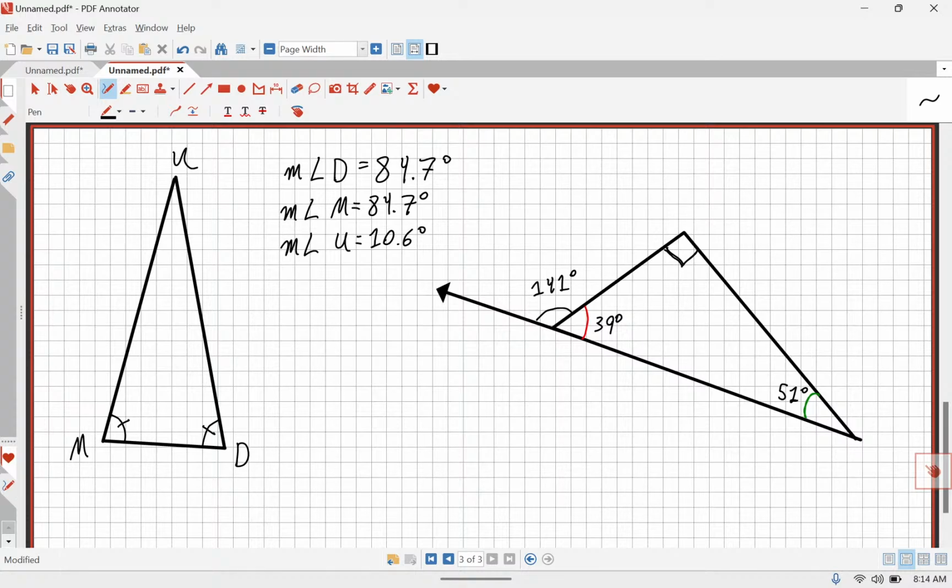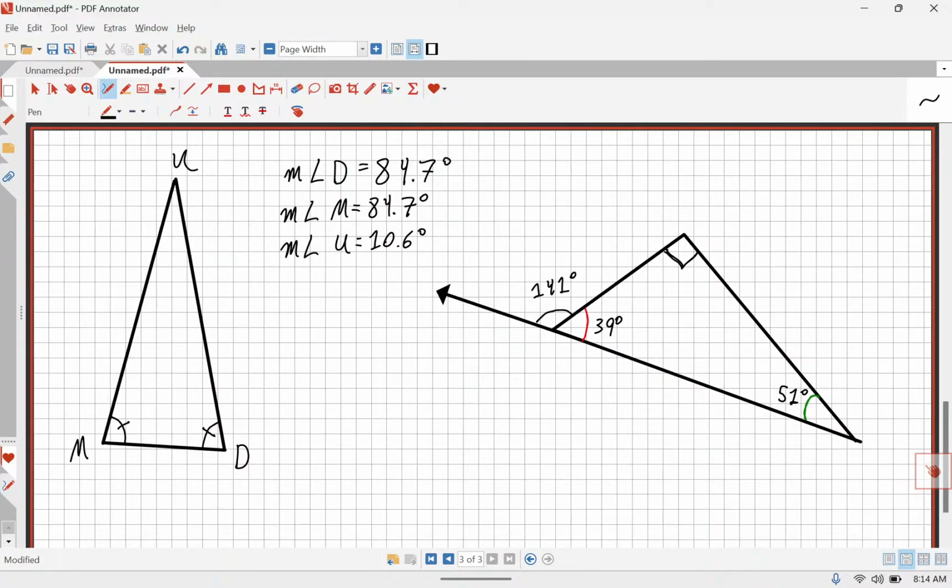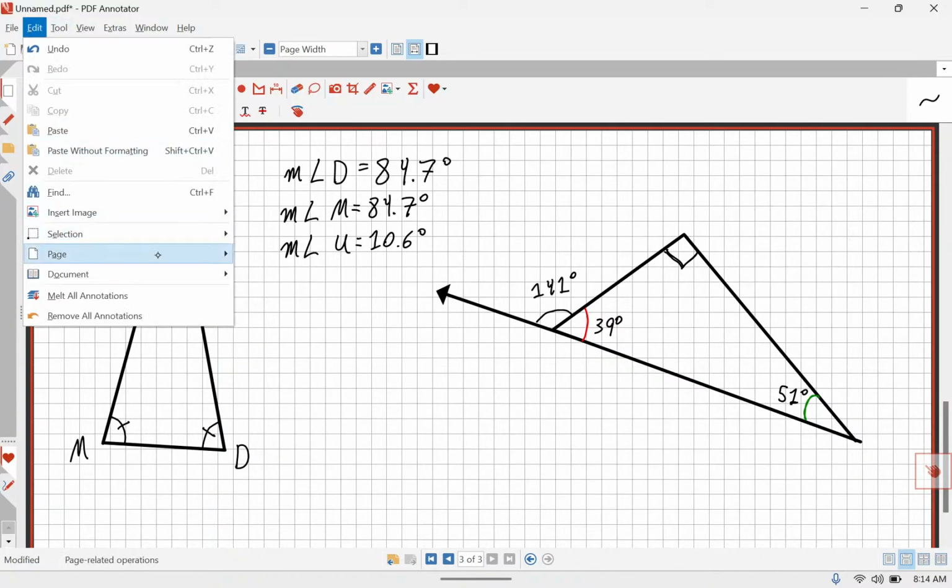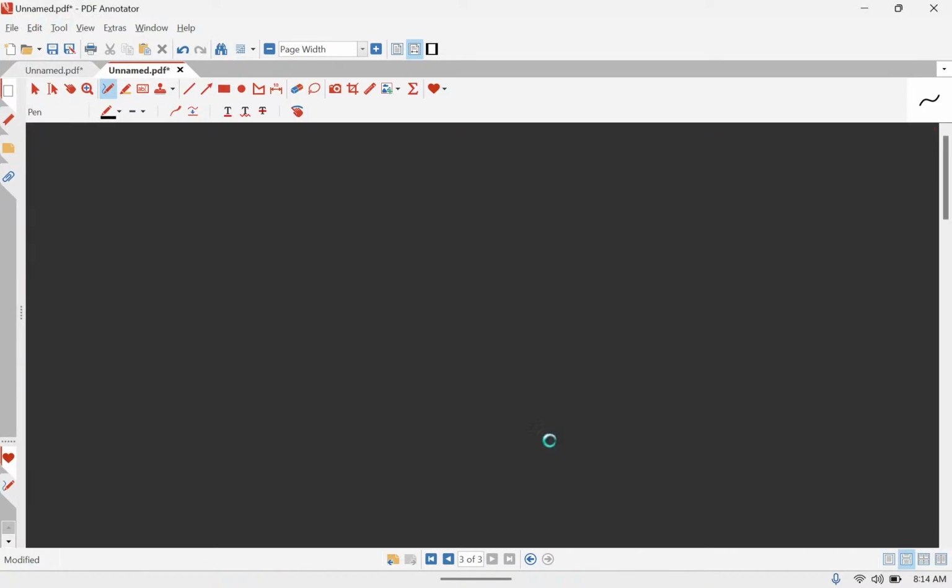Do you know it? Do you think you know it, Izzy? Go ahead. Ooh, that's true. But did you know I didn't need the 39 to get there? There is a secret backdoor way that you can use the 141 and the 90 to get 51. Keep an eye on it for the next one. We're going to do one more of these together, and then I'm going to set you loose on your self-assessment, okay? Okay, here we go.